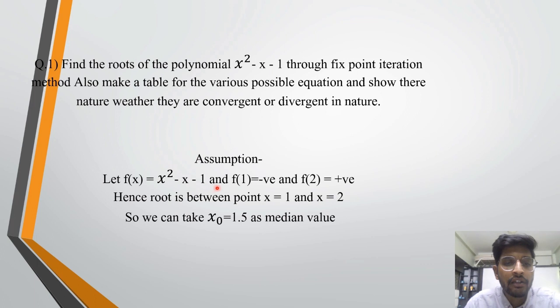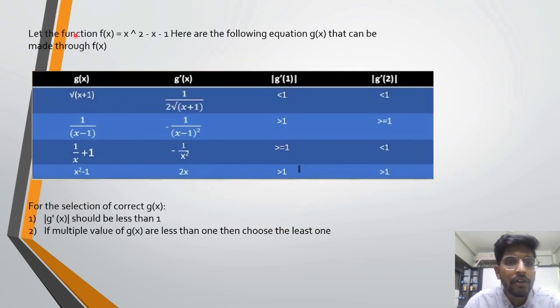As we can see, the value of f(1) is negative and the value of f(2) is positive. So the root must lie between 1 and 2. So we take x0 equal to 1.5 as the median value and then continue with the solution. Here are the following equations of g(x) that can be concluded from f(x) equals x square minus x minus 1. We can calculate x by substituting g(x) as under root x plus 1, or 1 upon x minus 1, or 1 upon x plus 1, or x square minus 1.